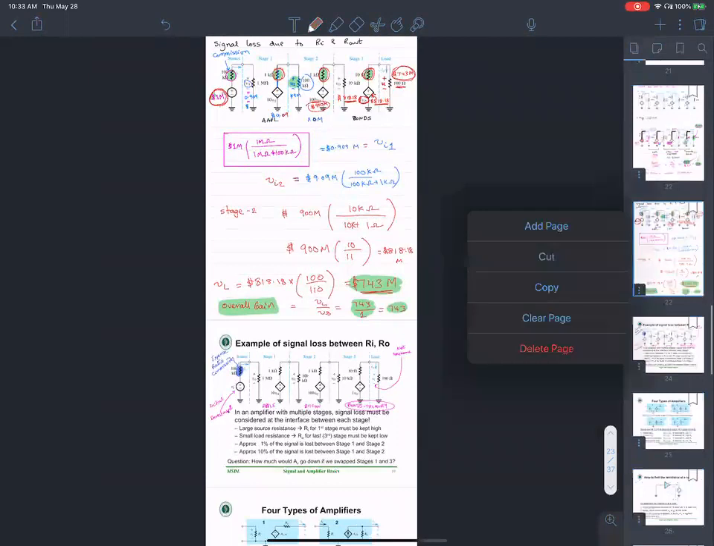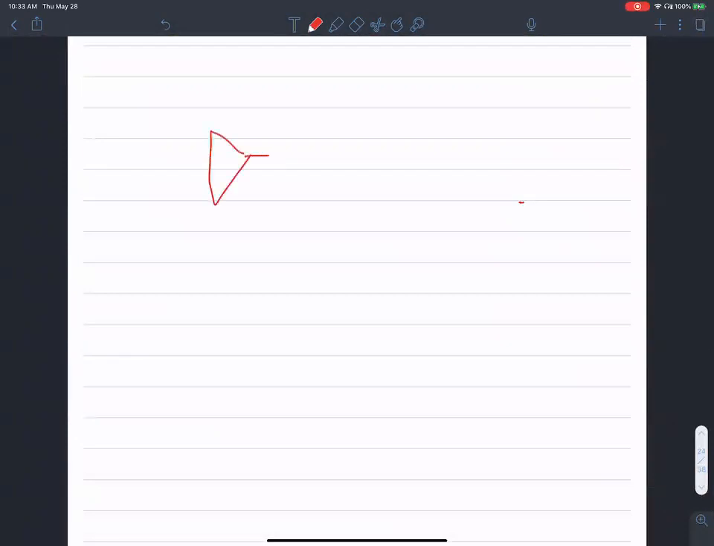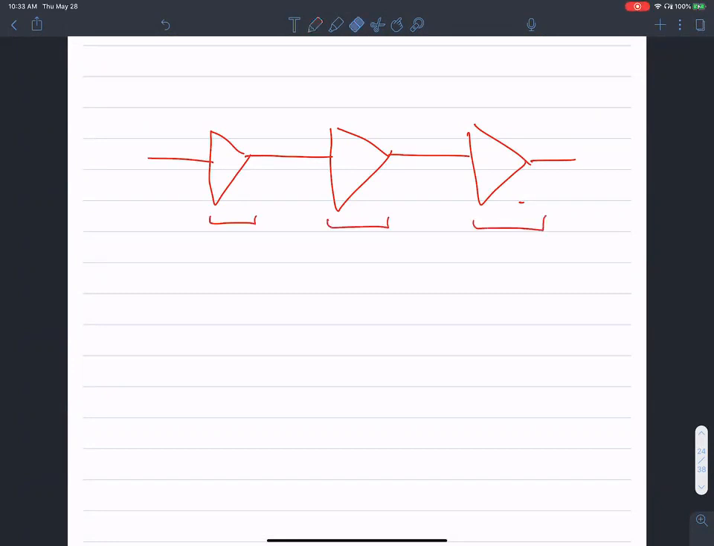Let me add a quick page here. So typically what we do is, for a given technology, it's always better to have a bunch of different amplification stages, because it's only possible to get so much gain out of one stage, 10 to the 7, 10 to the 4. There's a limit on how much gain you can get out of one stage. If you're thinking about an operational amplifier with a differential stage followed by a common source second stage, there is a limit to the maximum gain that you can get in one stage.